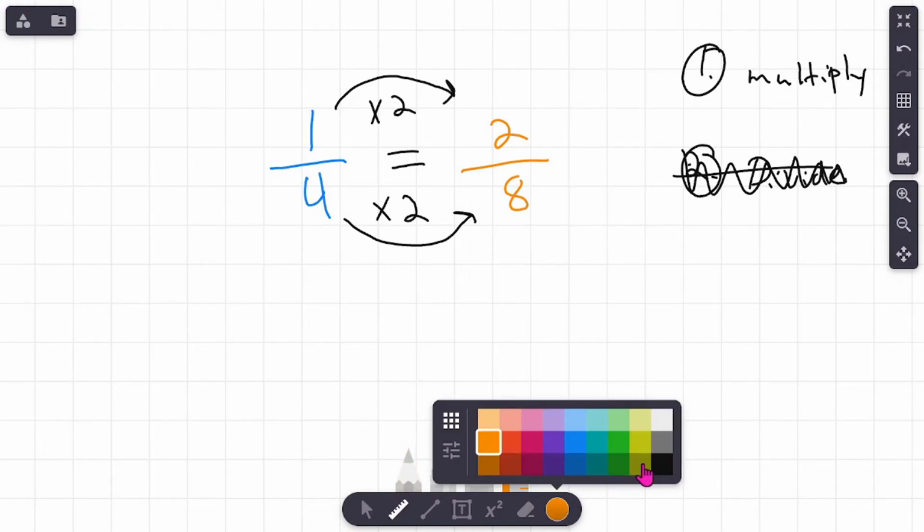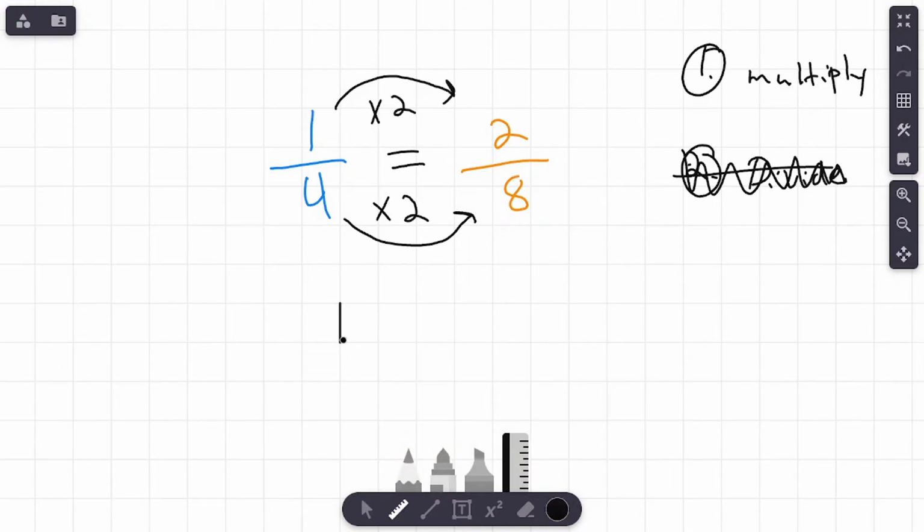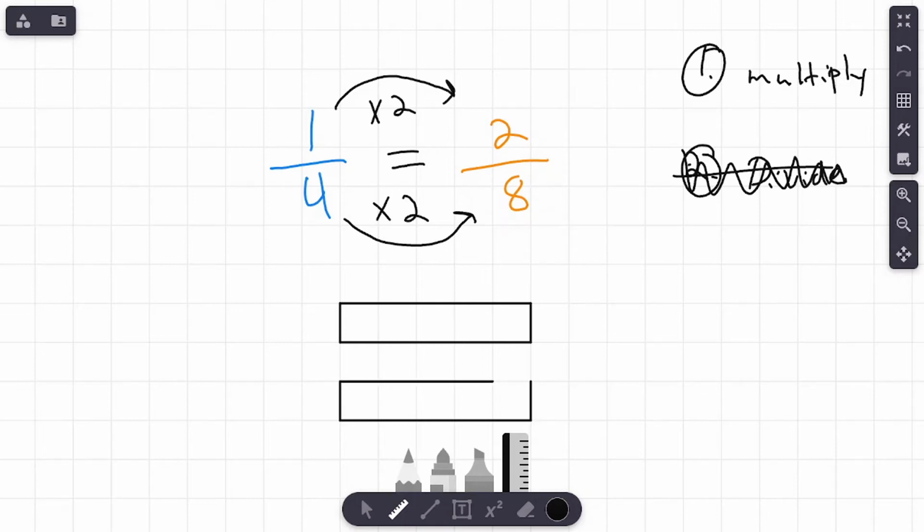For this first problem, I am going to put a model up here to prove to not only myself, but to prove to you that I got this correct. Again, make sure you know how to draw the model. I'm going to do it to prove to myself and to you that I'm correct.